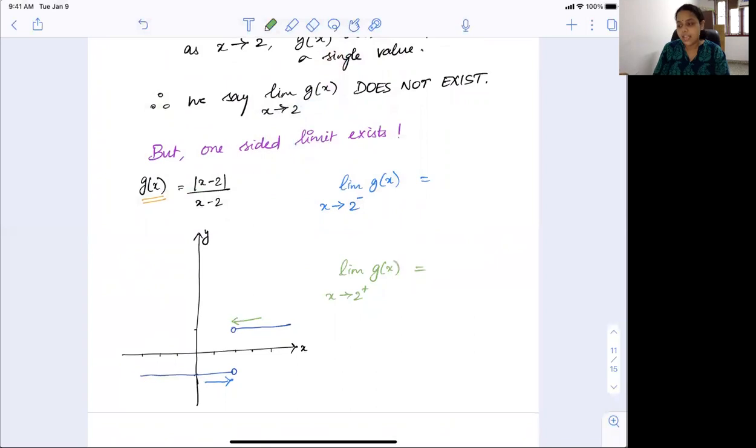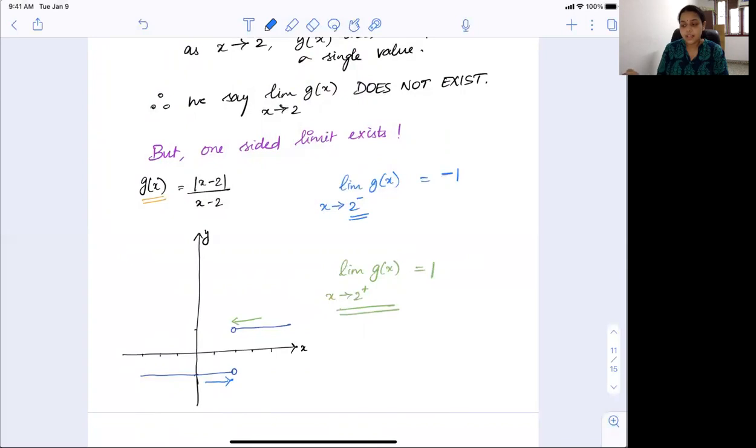In other words, if I approach x from the right-hand side and I write it in this manner, the limit from the right is given by plus 1. And the limit, when you approach it from the left, which I write in this manner, is given by minus 1. So oftentimes one-sided limits can still exist, and that is still useful for us to understand.